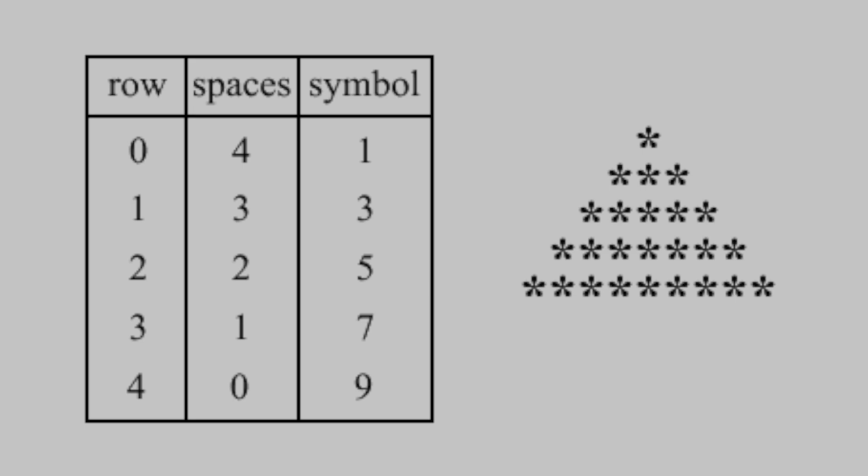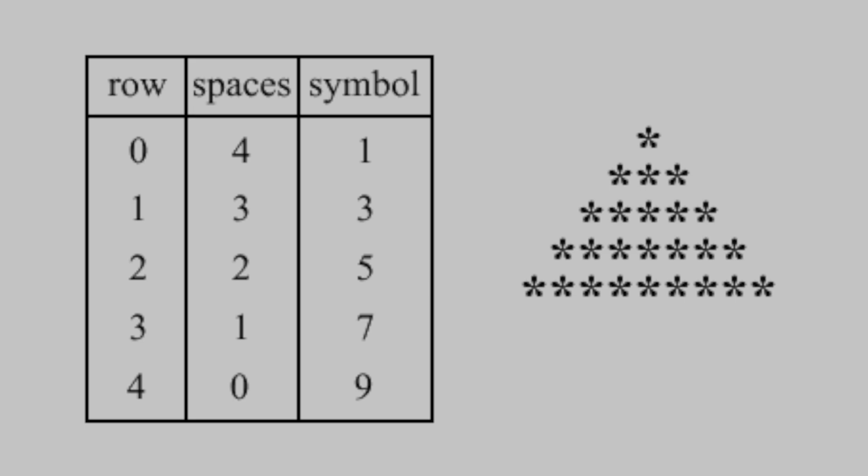So here, if we take n as the total number of rows, and i as the row number, then we can say that the number of spaces in each row is n minus i minus 1. So if we take the 0th row, the number of spaces will be n minus i minus 1, that is 5 minus 0 minus 1, which equals 4. And for the first row, we can take 5 minus 1 minus 1, that is 3. So in this way, we can derive the formula for the symbols also.